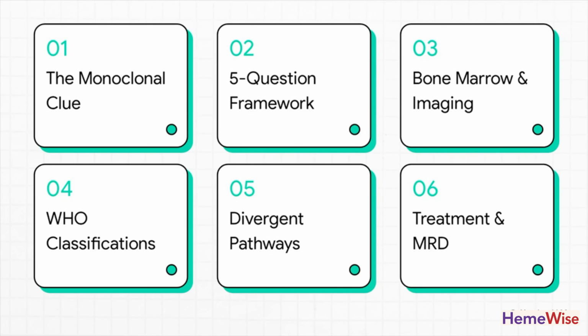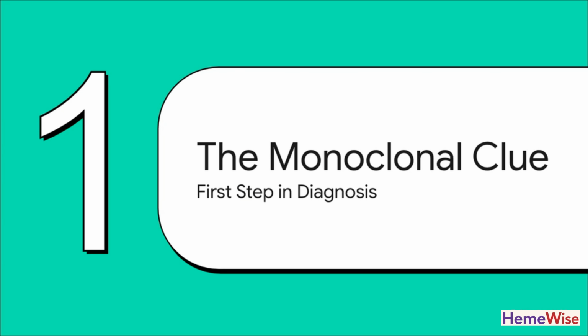Here is our roadmap for today. We'll be moving through the monoclonal clue, the 5-question framework, bone marrow and imaging, WHO classifications, divergent pathways, and finally, treatment and minimal residual disease. All right, let's jump into Section 1, the monoclonal clue.